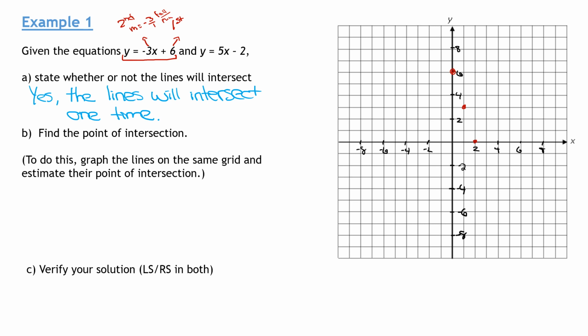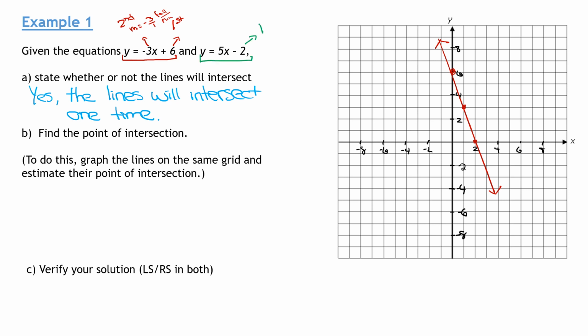So now I'm going to draw my straight line. I'm going to try with my ruler. Okay, I've got my line on there. I'm going to put arrows on because certainly this line goes on to infinity in both directions. Now let's look at our second line. I'll use green for that one. y equals 5x minus 2.